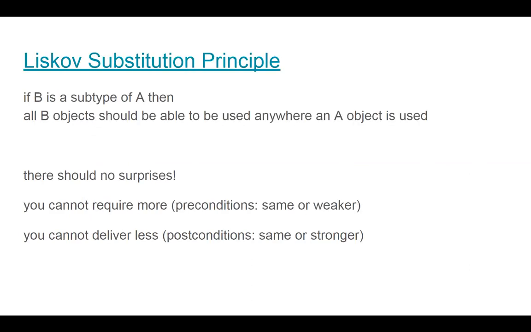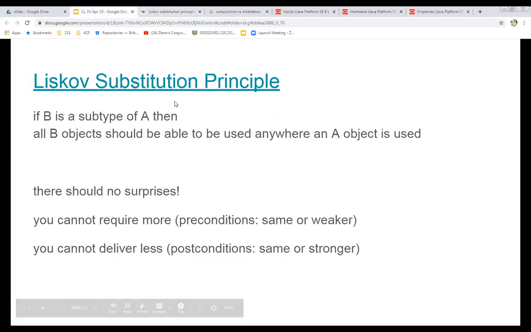But there's a lot of bonus reasons too. One of the things is the Liskov substitution principle. I linked to the Wikipedia article. Basically, if B is a subtype of A, then all B objects should be able to be used anywhere A is used, period. As a bonus, there should be no surprises, right? You can never require more in your preconditions. Whatever you're requiring for input has to be the same or weaker, and you can never deliver less. You must always be stronger in your postconditions, or the same, in all things, right?